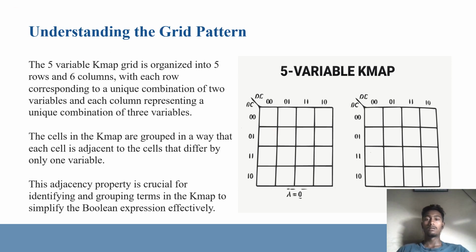So the first step here in 5 variable K-map is understanding the grid pattern. Here, the 5 variable K-map grid is organized into 5 rows and 6 columns, each row corresponding to a unique combination of 2 variables and each column representing a unique combination of 3 variables. The cells in the K-map are grouped in a way that each cell is adjacent to the cells that differ by only one variable. This adjacent property is crucial for identifying grouping of terms in the K-map to simplify the Boolean expression effectively.